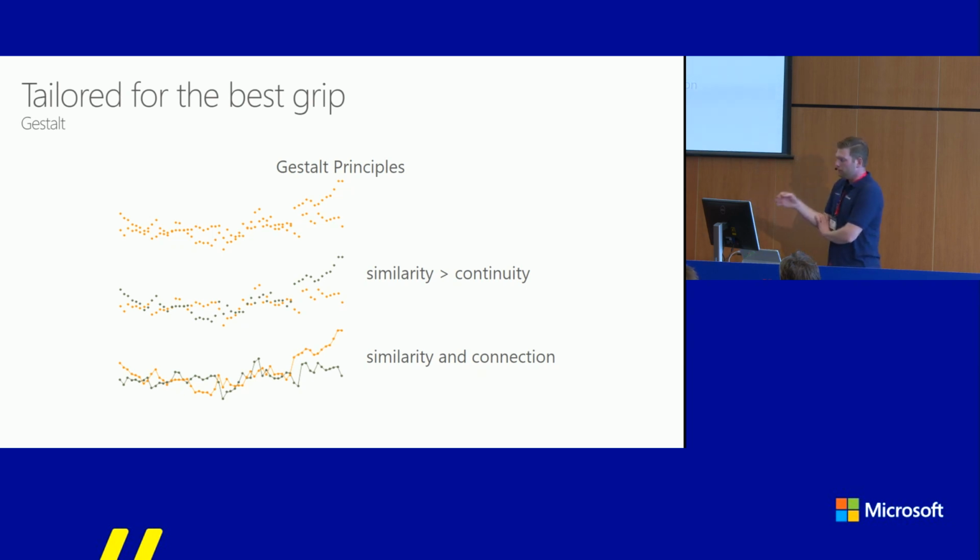This is another example where the first graph is like all kinds of dots. But if you want to have some similarity and connection or continuity in it, the bottom graph is way better for that. So it may be obvious, but lots of times if you take a moment to look at the Gestalt principles, you can make your visualization better.